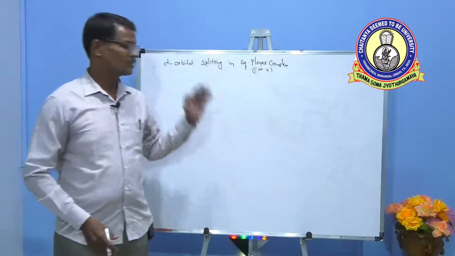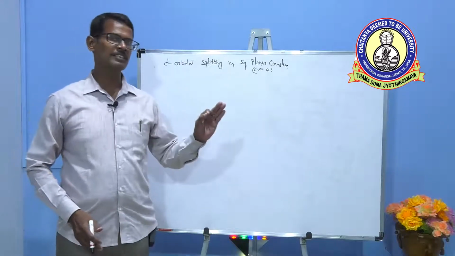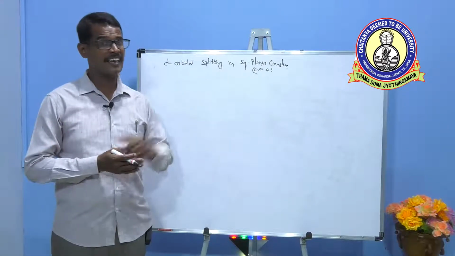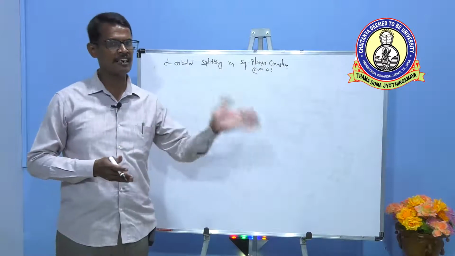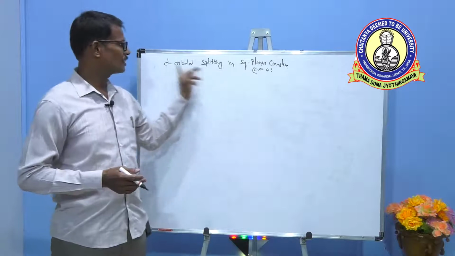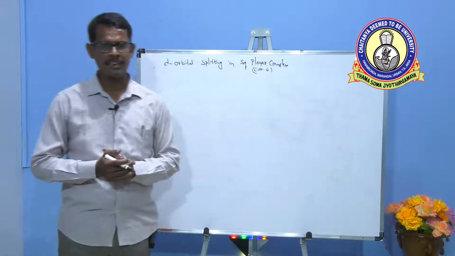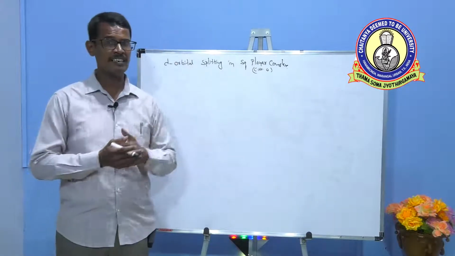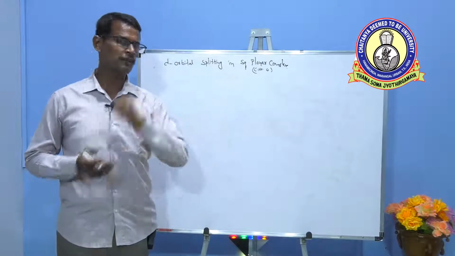In the last two classes we discussed the salient features of crystal field theory and the d orbital splitting in octahedral complex and tetrahedral complex. Now consider the d orbital splitting in square planar complex. Just recollect the crystal field theory 10th point.